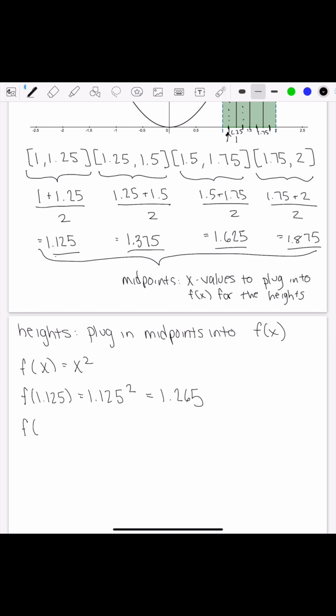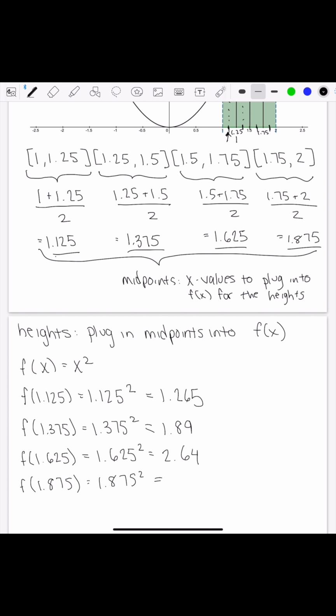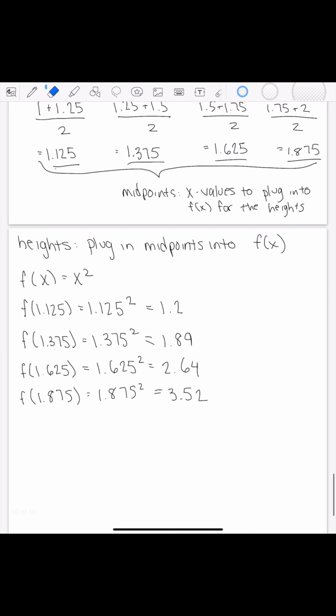And then let's do the next one. We plug 1.375 into our function, so that's 1.375 squared, simple enough. That's 1.89. And then we take the next one, 1.625. We plug that into f of x, so 1.625 squared is 2.64. And then we do f of 1.875, so that's 1.875 squared, and that's 3.52. Okay.